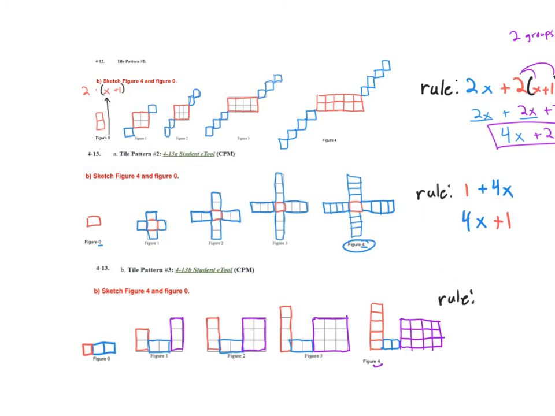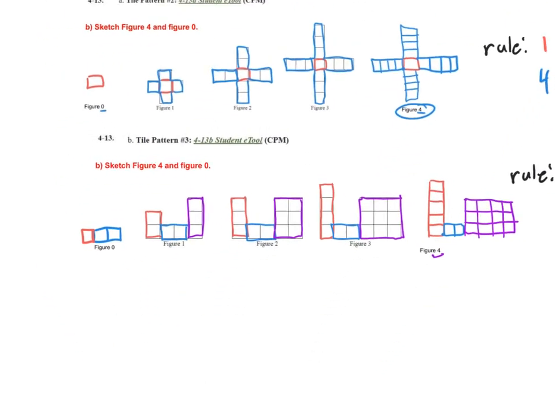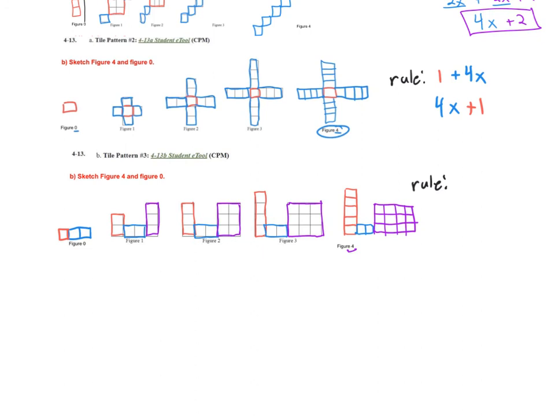Let's take a look at our last one here. Again, we've got that blue part. Let's start with the easy thing. That's staying put. It's always 2. So that's going to be 2 plus some other stuff. If we take a look at the purple, the purple is 3 high times the figure number. So that should simply be 3 times your x value.